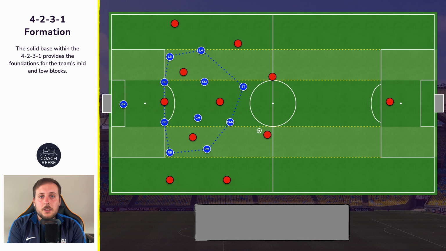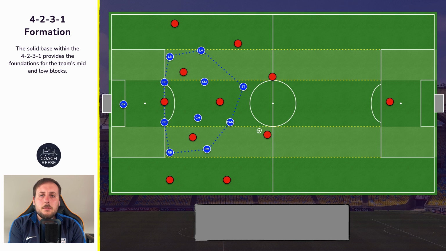And a key area is Zone 14, which is the central area just in front of the box. And again, by trying to force the opposition wide, it might be more beneficial for the team to defend crosses, or try and regain possession in the wide areas.